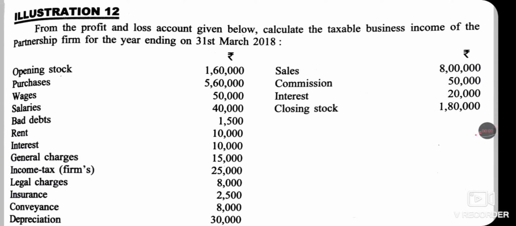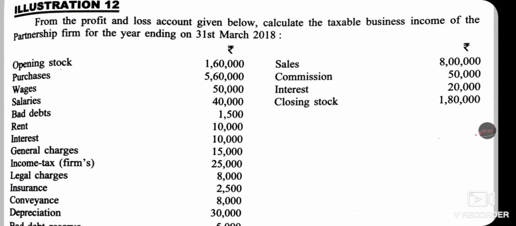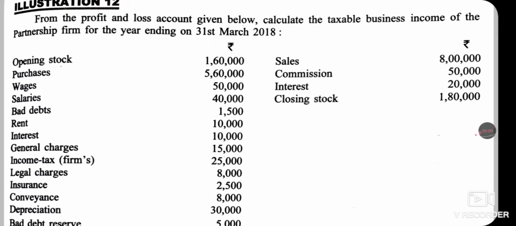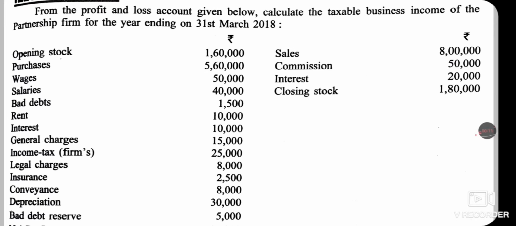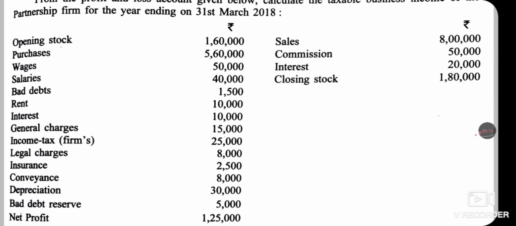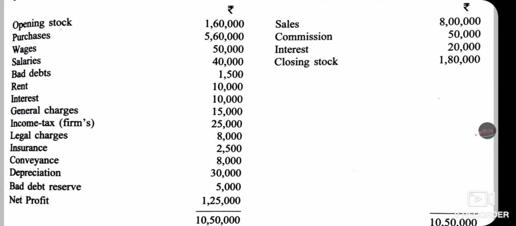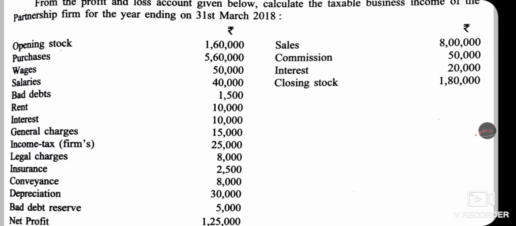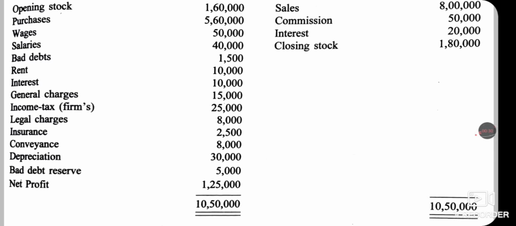The question reads: from the profit and loss account given below, calculate the taxable business income of the partnership firm for the year ending on 31st of March 2018. On the debit side, you have your opening stock, purchases, wages, salaries, bad debts, rent, interest, general charges, income tax for the firm, legal charges, insurance, conveyance or transportation, depreciation, bad debt reserve, as well as the net profit. And on the credit side, we have sales, commission, interest, and the closing stock.